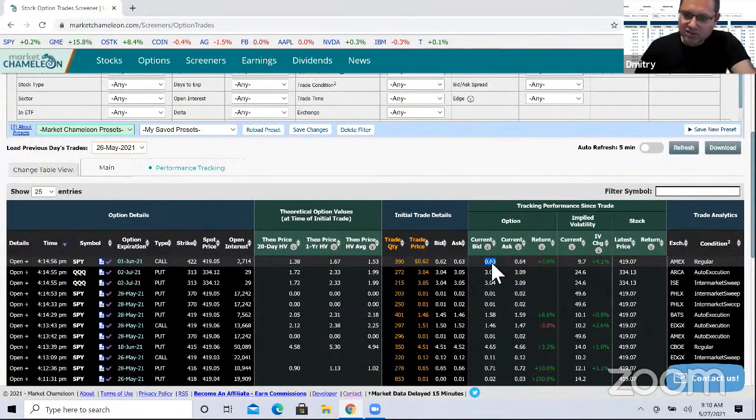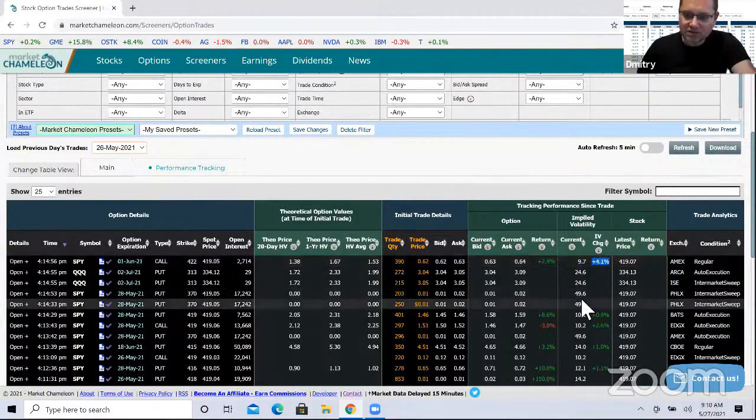So the bid was 63 cents, the offer 64. So you could see that if we use that midpoint, it would be up 1.5 cents from the trade price. So that's up 2.4%. We also want to track, well, what happened to the implied volatility. So since this traded, it looks like the current implied volatility is 9.7. So the implied volatility ticked up 4.1% from the initial trade.